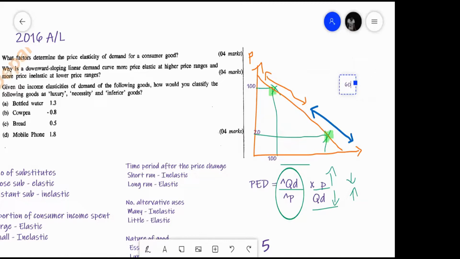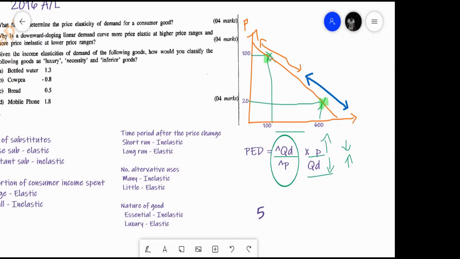The slope is 5. Change in QD over change in P is 5, right? So minus 5. And then for P, you put the value, and for quantity, you put the value. Can you tell me how much you get as PED at both these points? Yeah. So if you look at point A, the first point, slope is 5. Change in QD over change in P is 5.